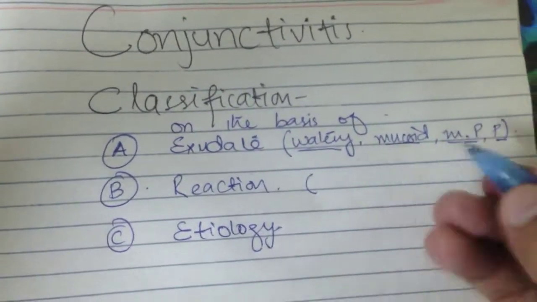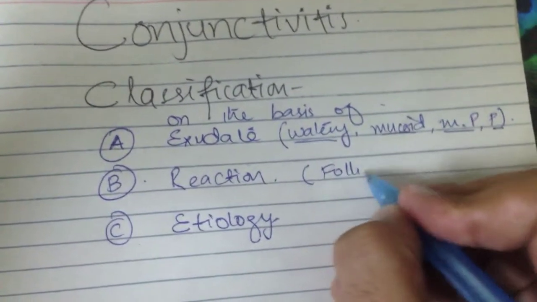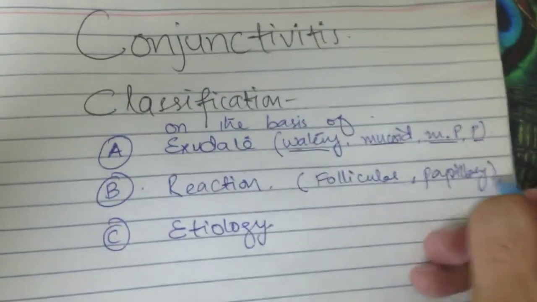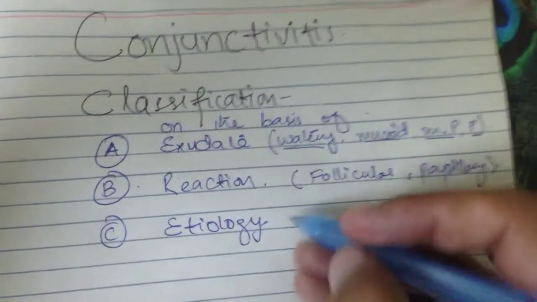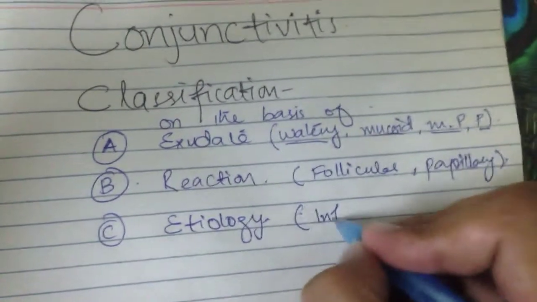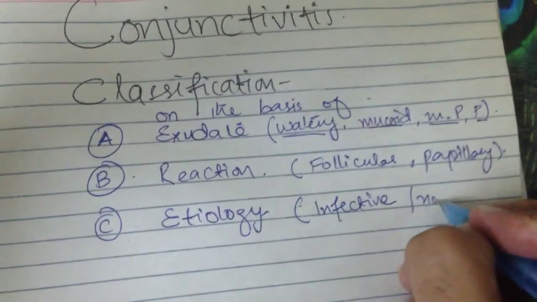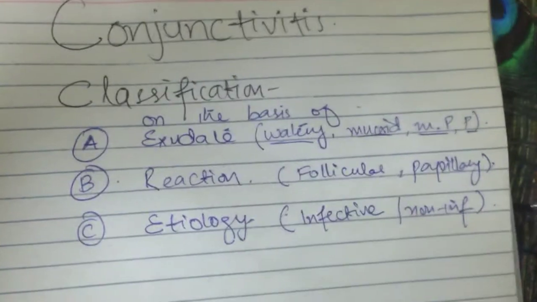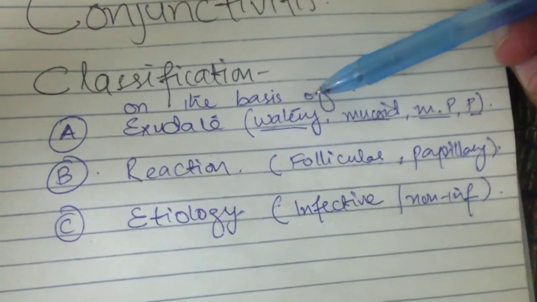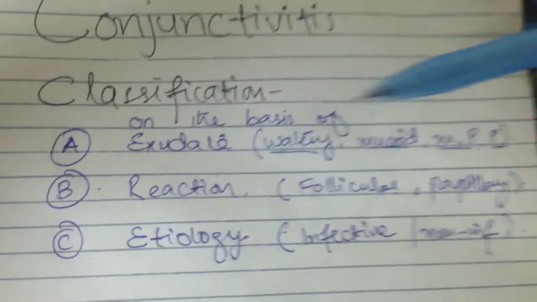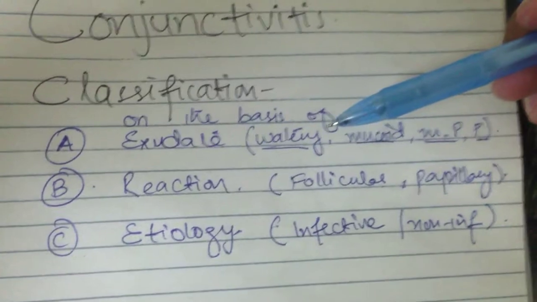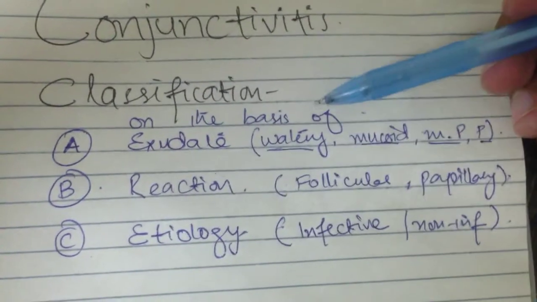On the basis of reaction, as we already discussed, we have follicular and papillary. Now, on the basis of etiology, there is either infective or non-infective. Now let's go a step further. In watery conjunctivitis, there are two types, and the major and most important one is viral conjunctivitis. Wherever you think of viral conjunctivitis, you must think of watery discharge. No pus, no mucus, nothing else, just watery.